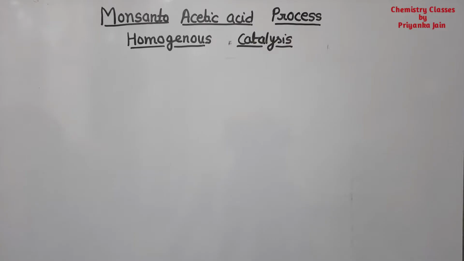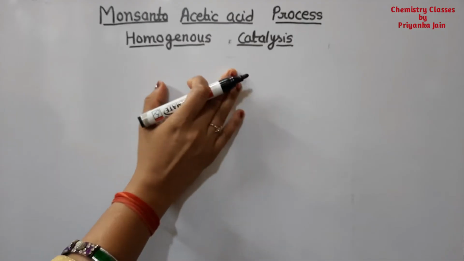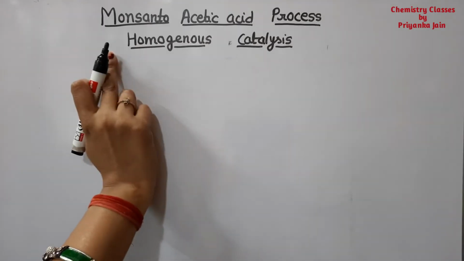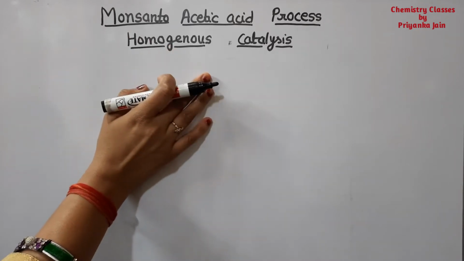And today the topic is the Monsanto acetic acid process. That is a good example of homogeneous catalysis. We have seen a lot of videos in organometallics and I have solved a lot of solution-based videos. And I have also made one or two videos about homogeneous catalysis. That was Wilkinson's catalysis. Now we have to see one more topic, that is the Monsanto acetic acid process.